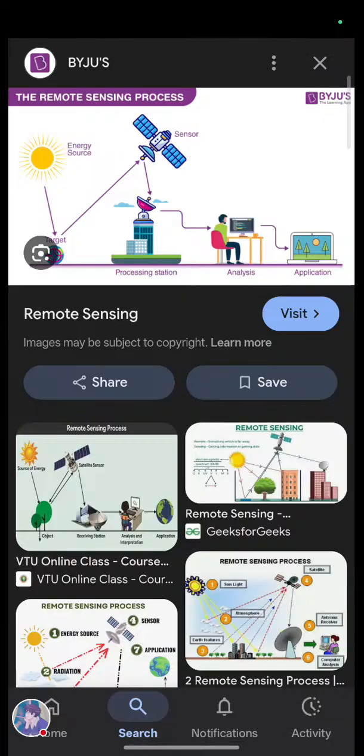Remote sensing means collecting information about the earth or any object on the earth without touching it directly. We get this information from a distance without any physical contact with the object. Based on these characteristics, remote sensing is divided into four different types. These types are explained below.